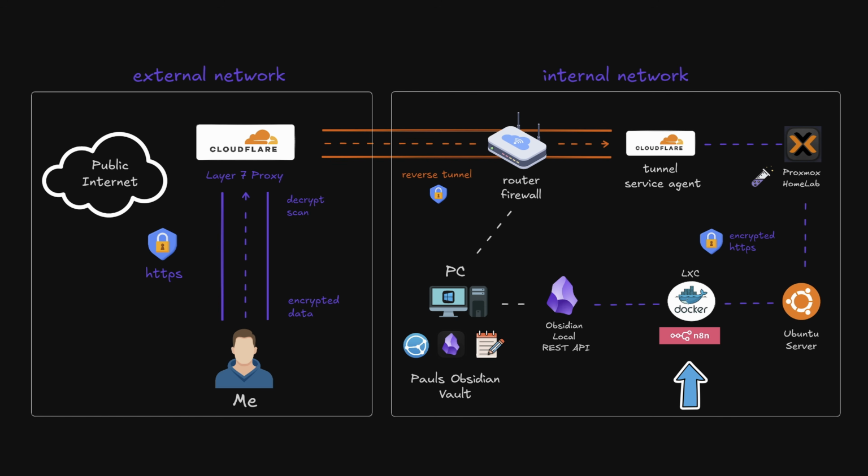I then use N8N to connect to Obsidian via the Local REST API plugin, and that allows me to automate note creation inside of my Obsidian Vault. I can then access my HomeLab through a Cloudflare reverse tunnel, and this just saves me from opening up ports on my router or my firewall. So I can access this from the public internet or inside of my secure network.